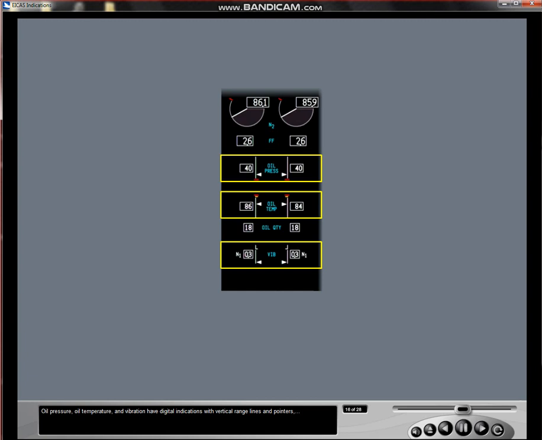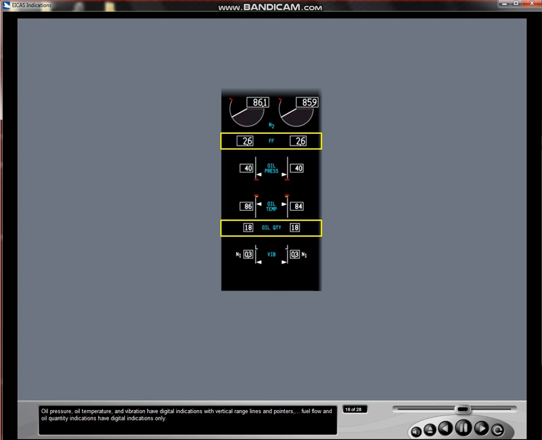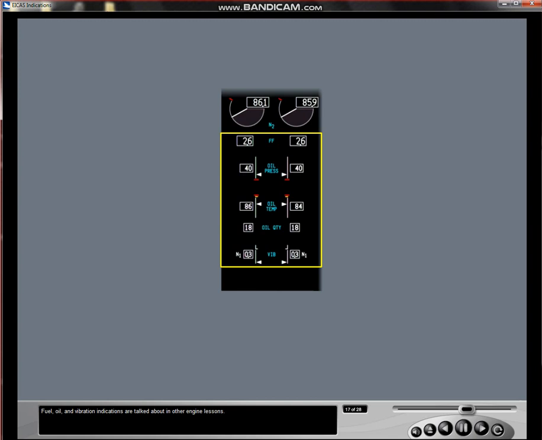Oil pressure, oil temperature, and vibration have digital indications with vertical range lines and pointers. Fuel flow and oil quantity indications have digital indications only. Fuel, oil, and vibration indications are talked about in other engine lessons.